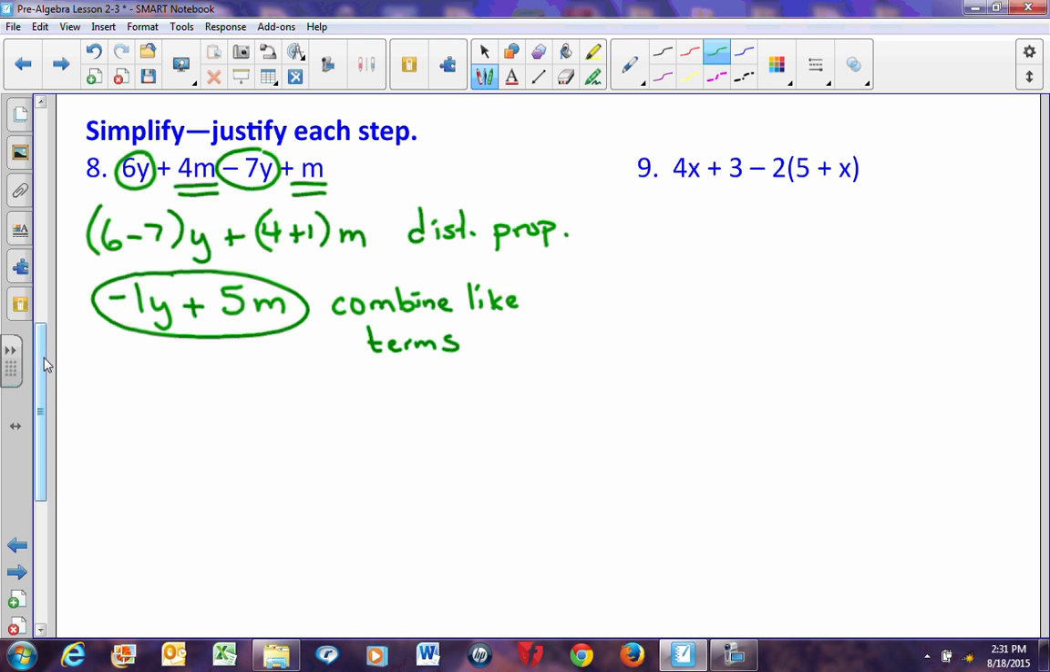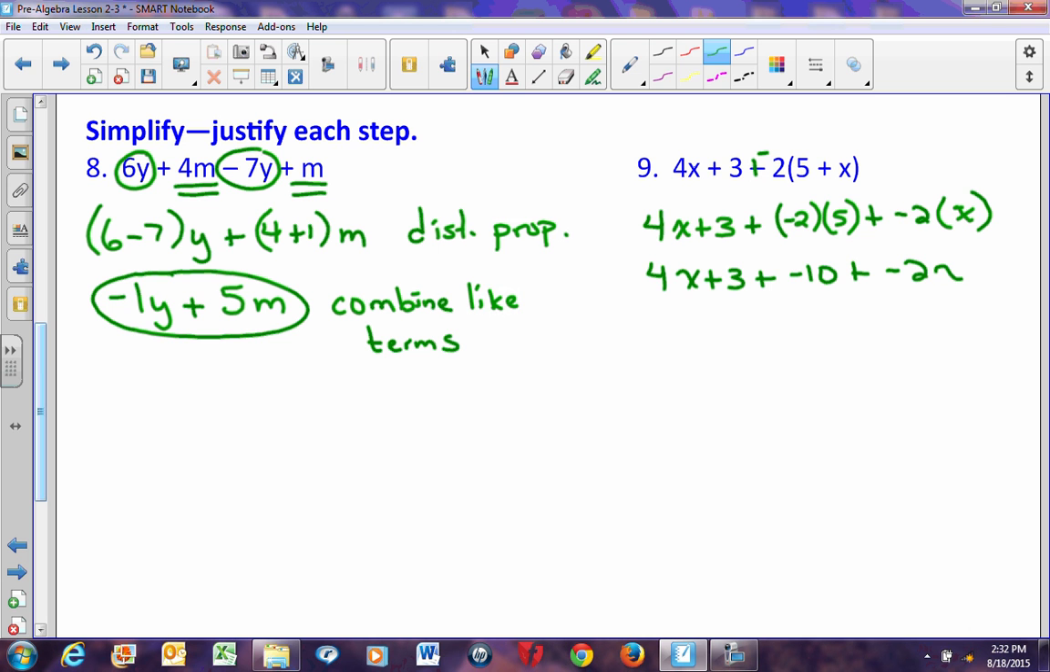This problem here, before I can even look for like terms, I have to distribute. And I'm going to put a plus a negative 2 here to make sure I distribute a negative through that 5 plus x. So I have 4x plus 3 plus negative 2 times 5 plus negative 2 times x. So now, according to the order of operations, I actually have to multiply those first. So I have 4x plus 3 plus negative 10 plus negative 2x. Alright, so the first thing I did was the distributive property.